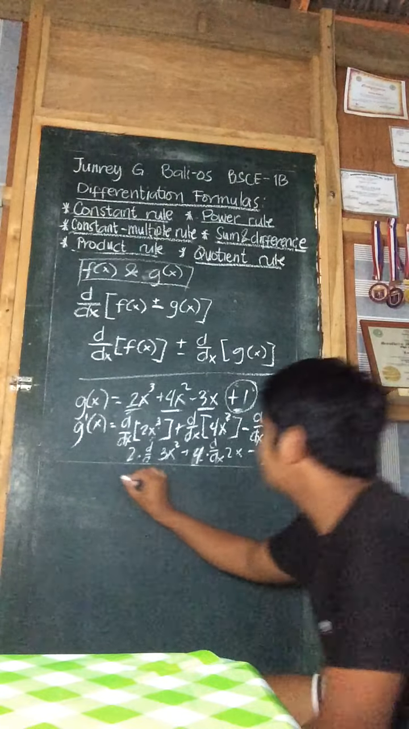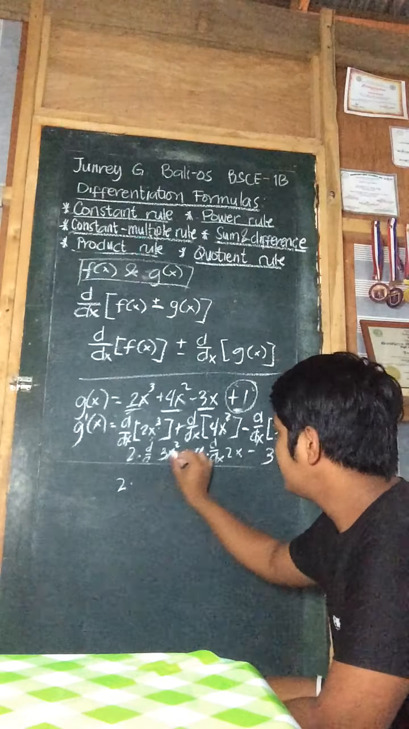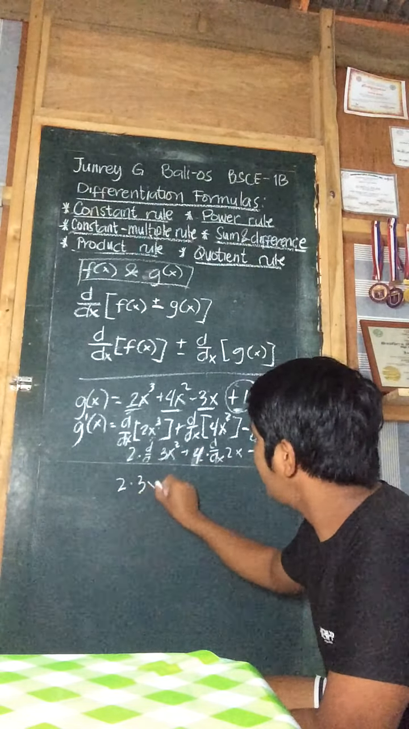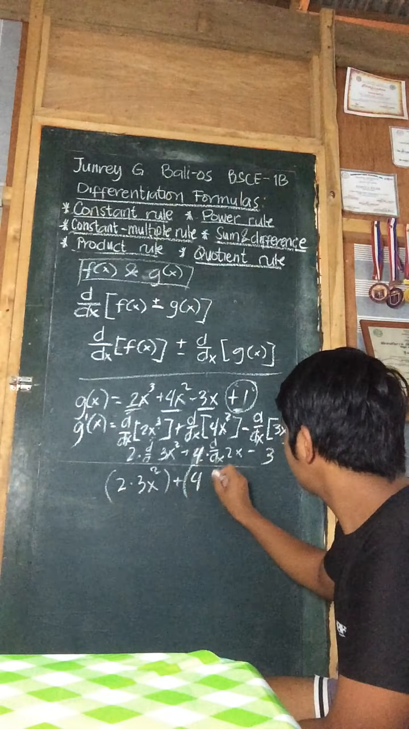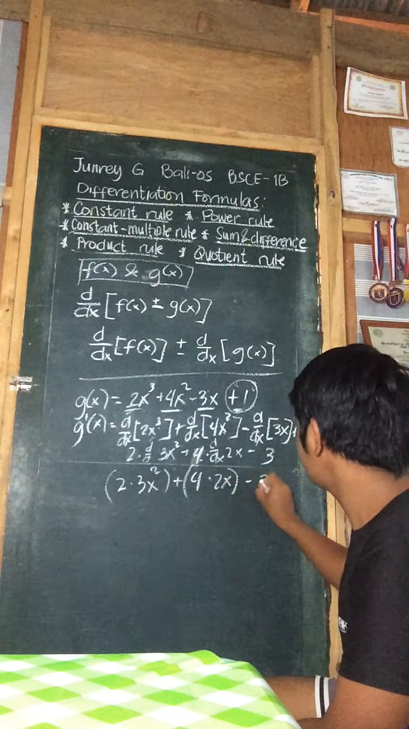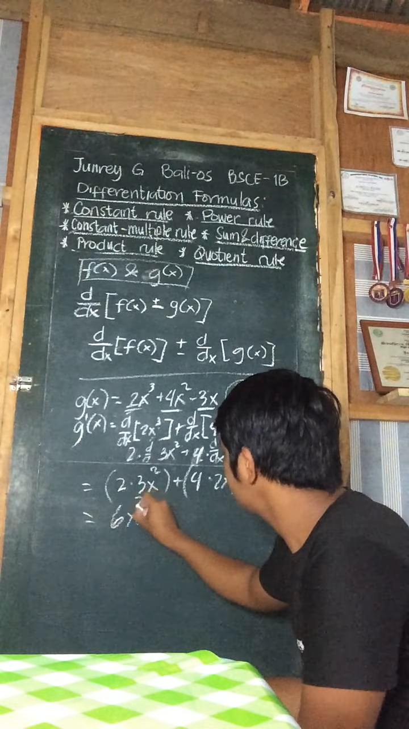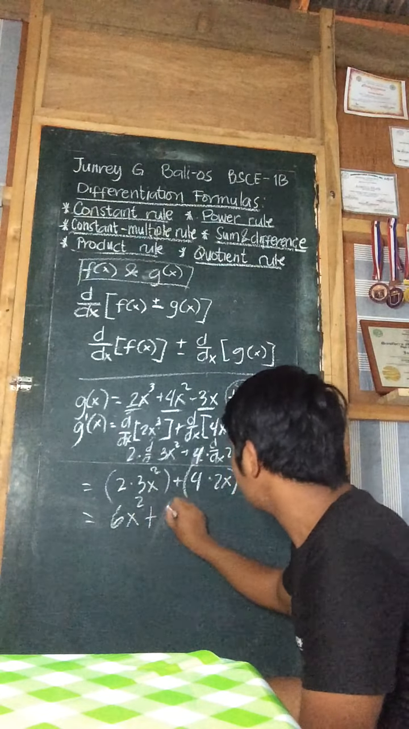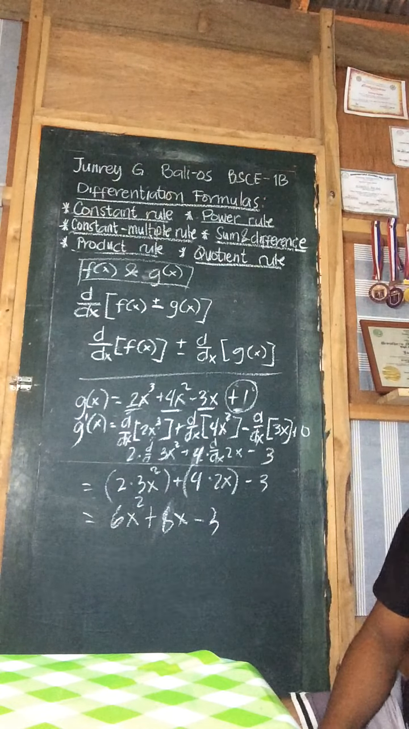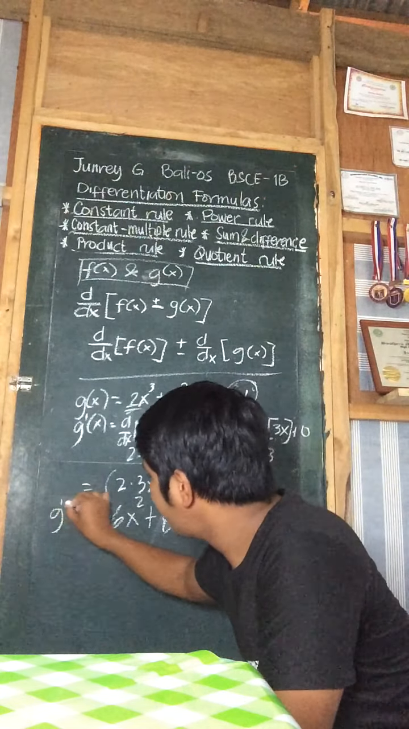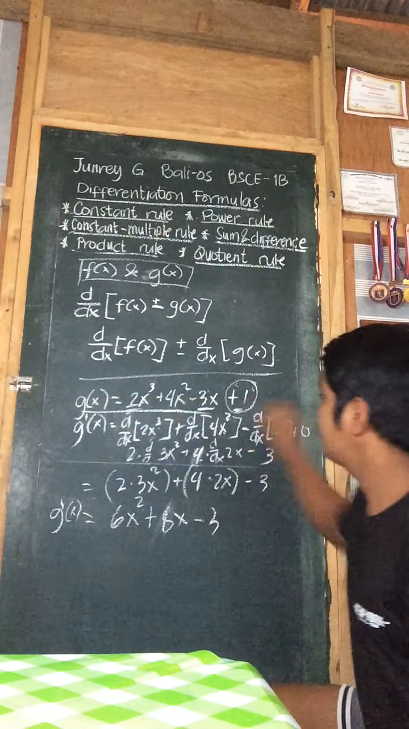So just put it here, 2 times 3x squared plus 4 times 2x minus 3. So magiging 6x squared plus 8x minus 3. So this is now the g prime of x, or simply the derivative of this function.